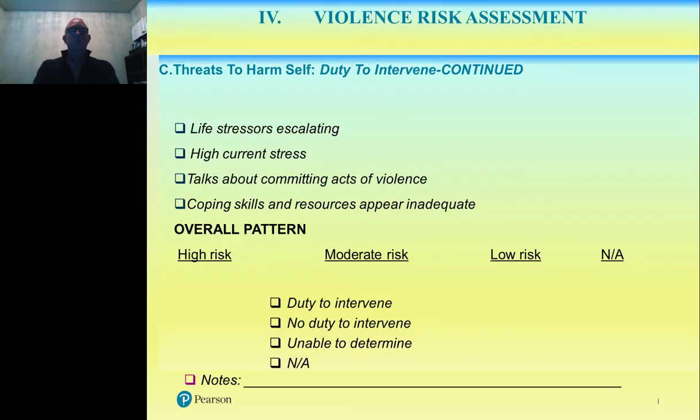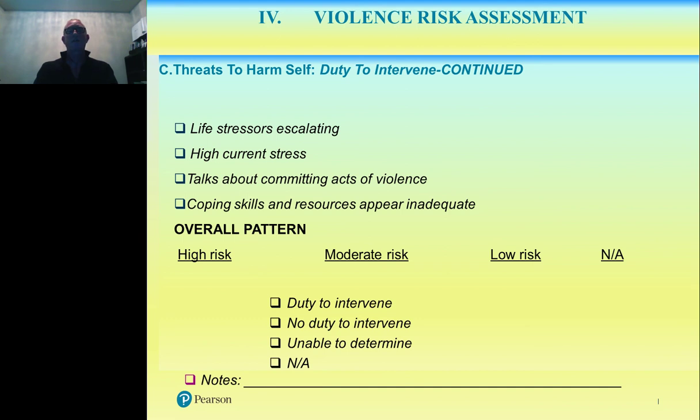Okay, so threats to harm to self, duty to intervene, continued. Are the life stressors we reviewed escalating, like we checked off? Are they currently under high levels of stress? Are they talking about committing active violence? And are their coping skills and resources adequate or inadequate? What's your estimation of that? Okay, so the overall pattern: are you assessing them as high risk, moderate, or low? Or not at all, not applicable.